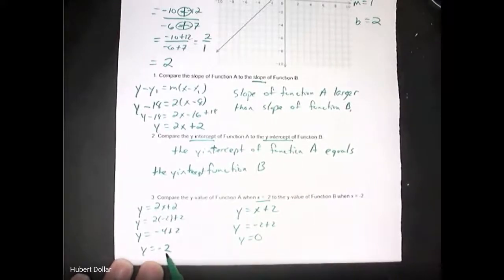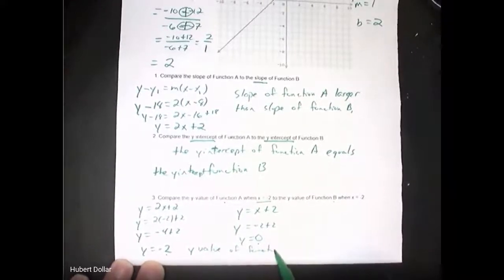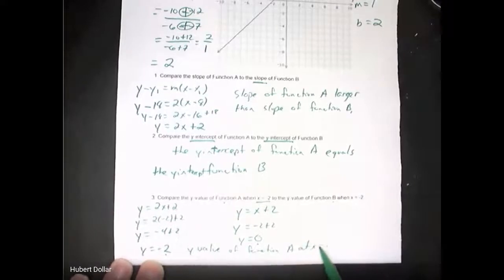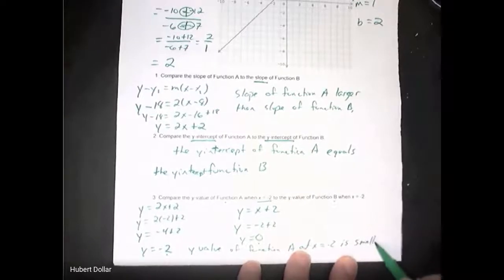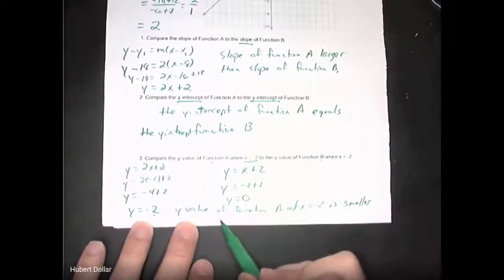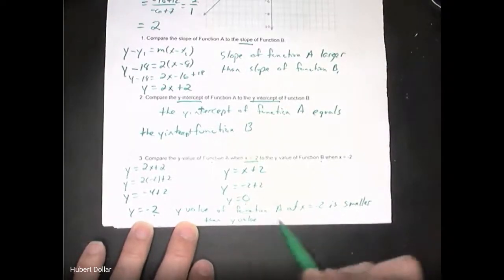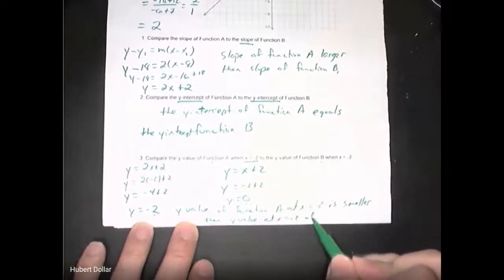So the value is -2 on function a, it is 0 on function b. So the value of function a at x equals -2 is smaller or less than the y value at x equals -2 of function b.